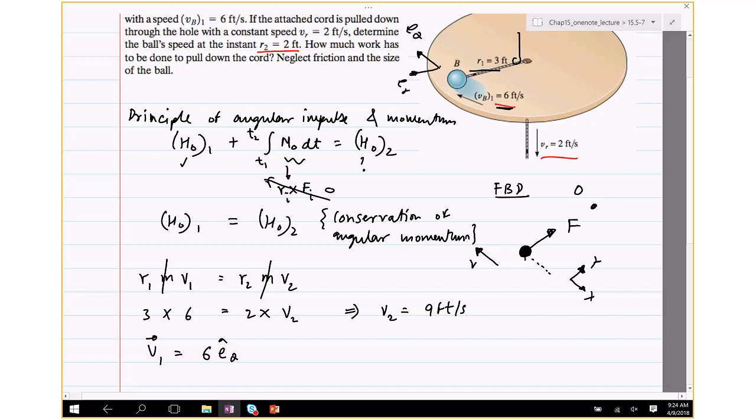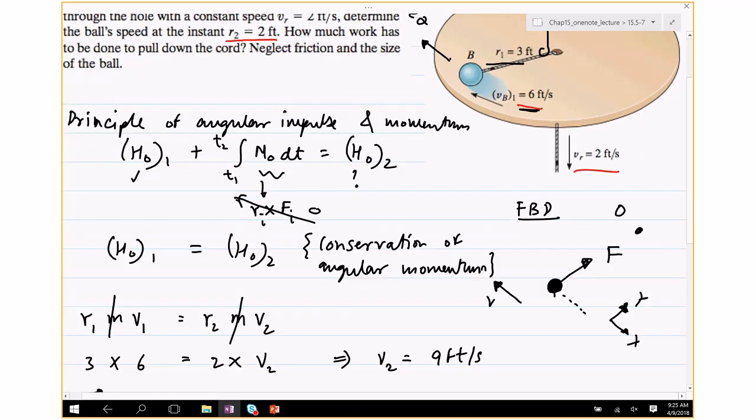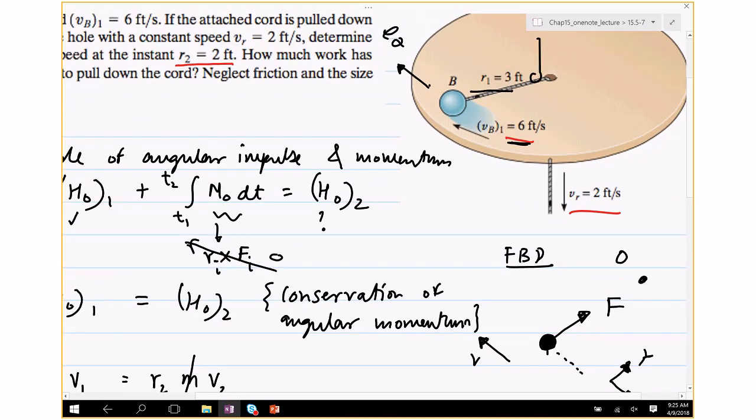e_r. Is that right? Should e_r point this way or the other way? Which direction is e_r? Is it this way or this way? I think it's outwards, right? Is that right?